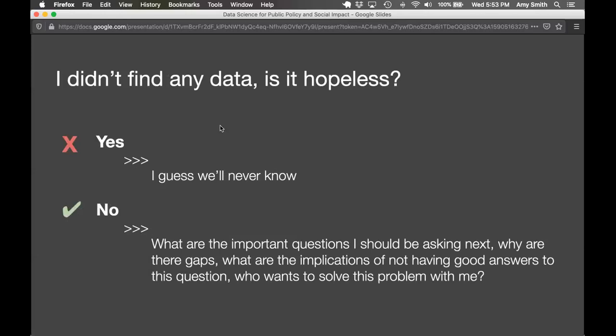But what do you do if you can't find the data you're looking for? Is it hopeless? Remember that question that we asked earlier about finding what you care about? That means that there's only the tiniest sliver of a chance that answering yes to this question is the right answer. Policy data scientists are gritty. If they don't find their data, they'll dig in even further. So where are their gaps? What are the implications of not having good answers to this question? And who could we partner with to solve the problem?